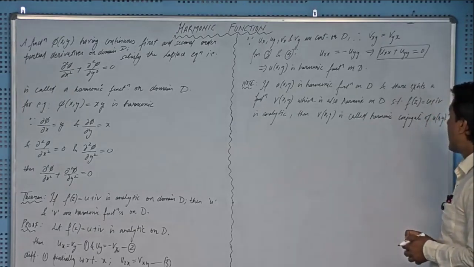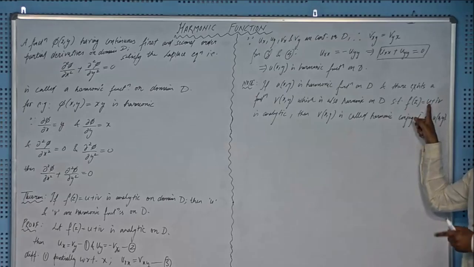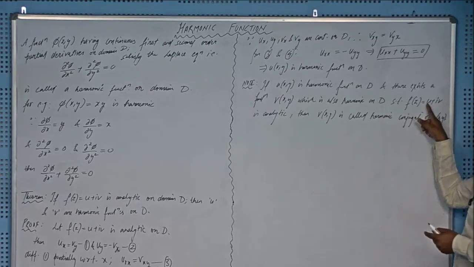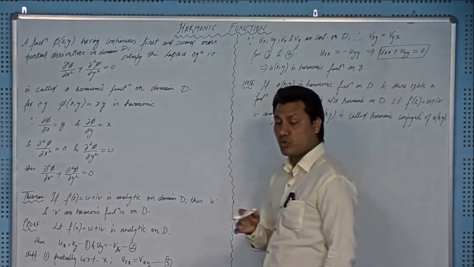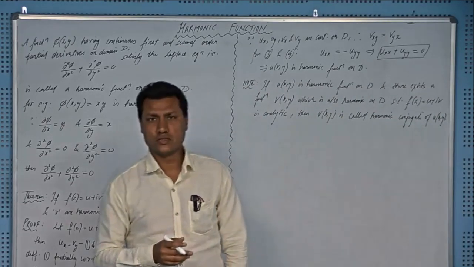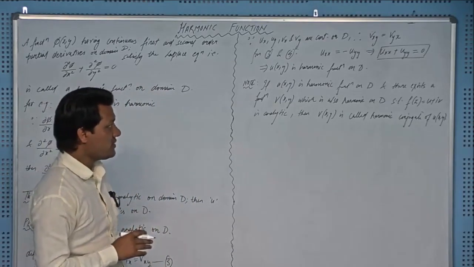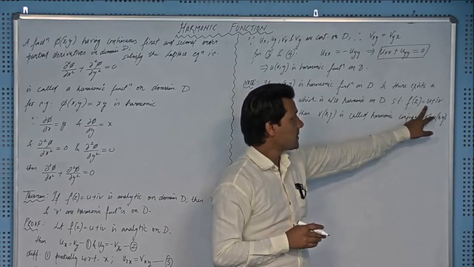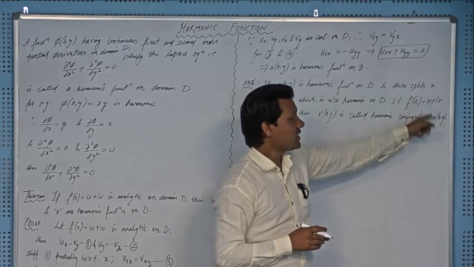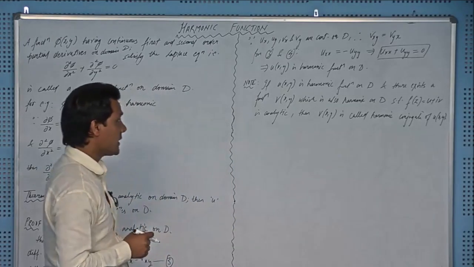One more thing, we say that v is harmonic conjugate of u, that is absolutely true, but we cannot say that u is harmonic conjugate of v. However, in some textbooks it is written that u and v are both harmonic conjugates of each other. That is not absolutely true. The only thing is that if v is harmonic conjugate of u, then we can say that minus u is harmonic conjugate of v. I will prove that in one of our examples.